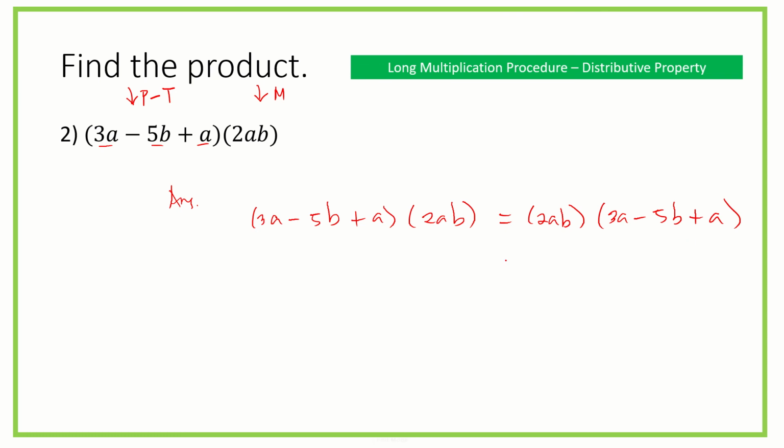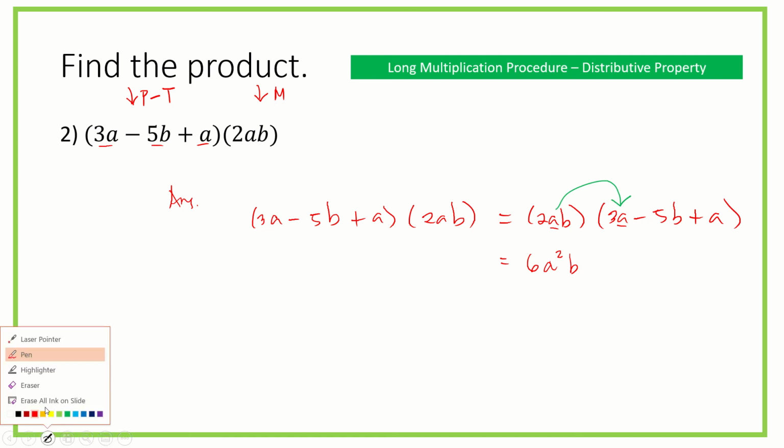Okay, so now the 2ab must be distributed to all 3 terms. So the 2ab, we multiply it first to our 3a. So what do we get if we multiply that? Start with the coefficients. 2 times 3, you will get 6, followed by the variable a. A times a is a squared, because the exponents are 1, so 1 plus 1 is 2. Then you don't see a b in here, so that means you just have to copy the b.